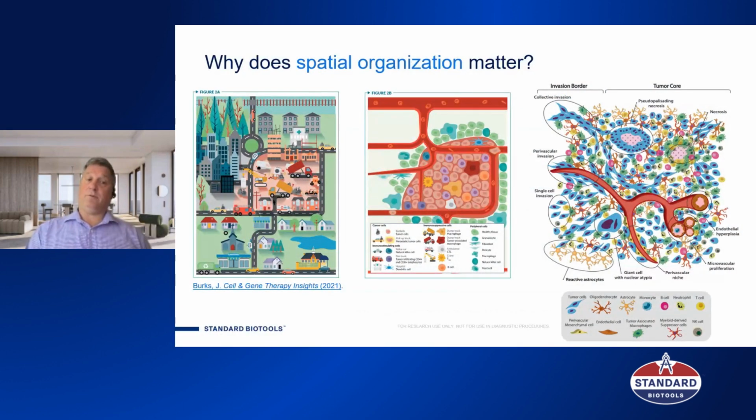So first of all, I probably don't need to convince many of you, if you're watching this, why spatial organization matters. It's become increasingly clear that understanding the spatial distribution of the different types of cells that go into a tumor and a tumor microenvironment are really important in understanding what's going on in cancer and, of course, in any other disease, particularly where the immune system is involved.